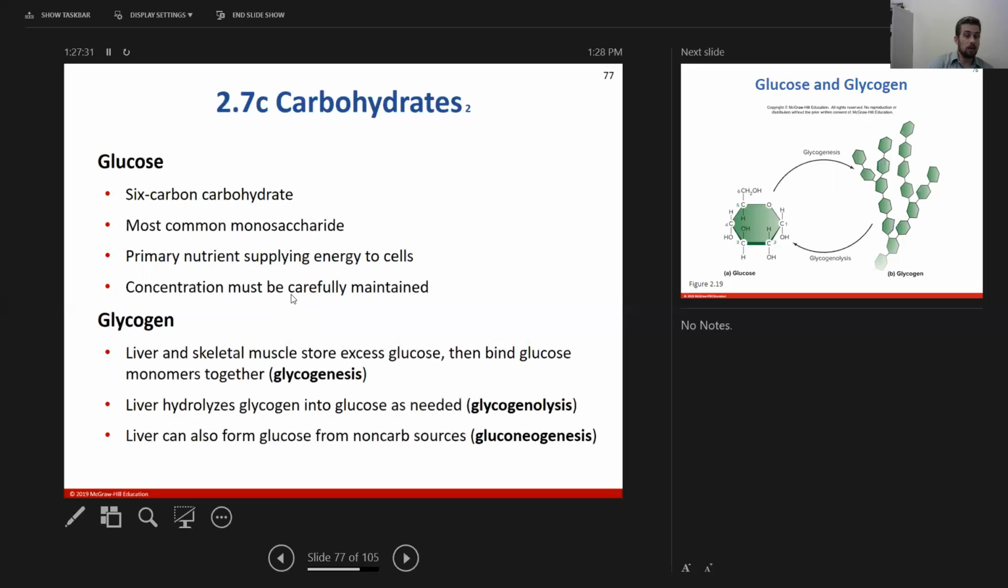And it's really great for storage. We can take all of those sugars and store them in your liver in the form of glycogen. And as you need a little bit of extra glucose in your blood, your liver can perform that hydrolysis reaction to separate the glucoses out.